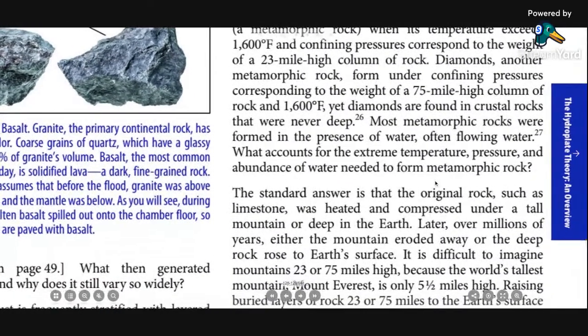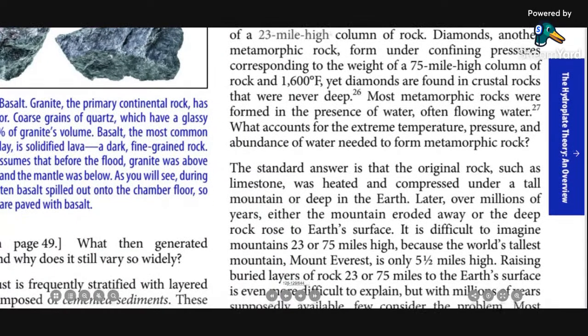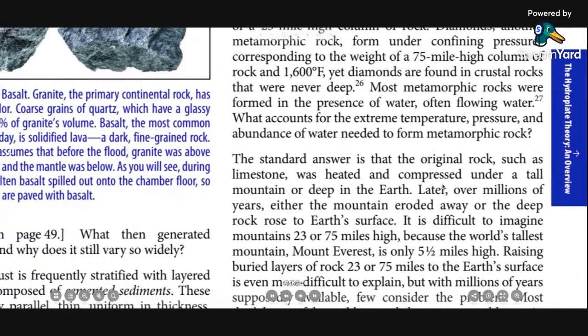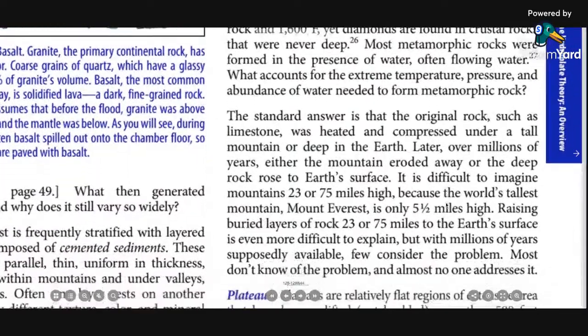Diamonds, another metamorphic rock, form under confining pressures corresponding to the weight of a 75-mile-high column of rock and 1600 degrees Fahrenheit. Yet diamonds are found in crustal rocks that were never that deep. Most metamorphic rock was formed in the presence of water, often flowing water. What accounts for the extreme temperature, pressure, and abundance of water needed to form metamorphic rock?